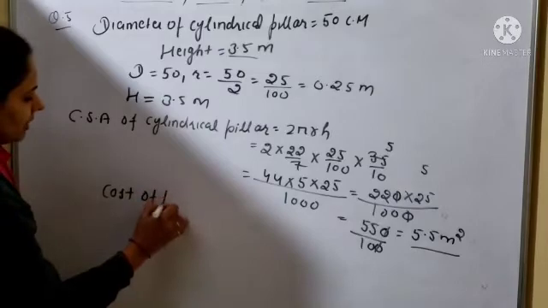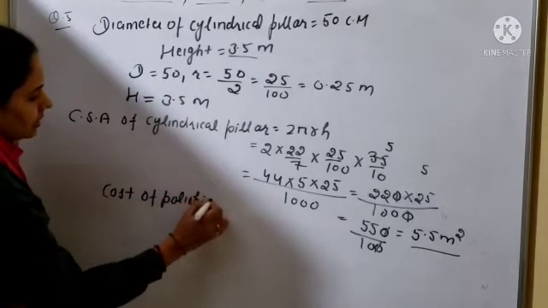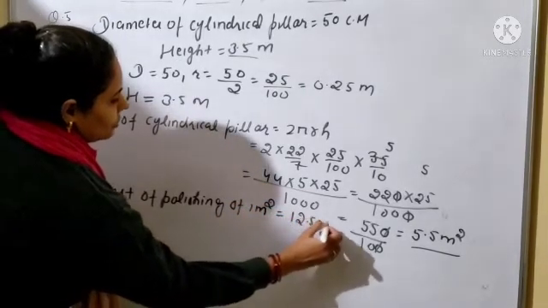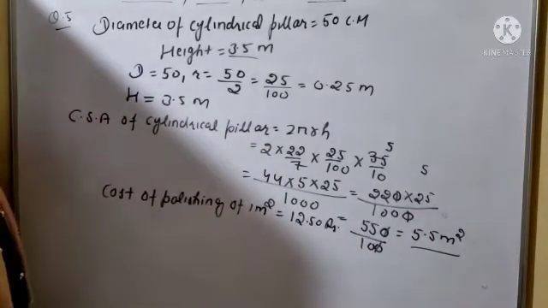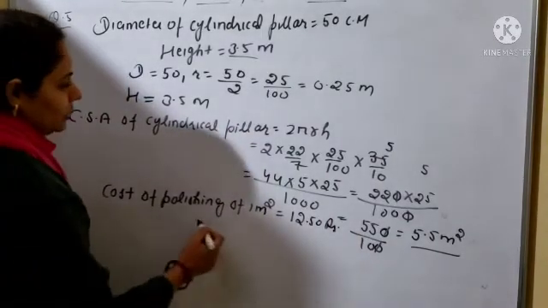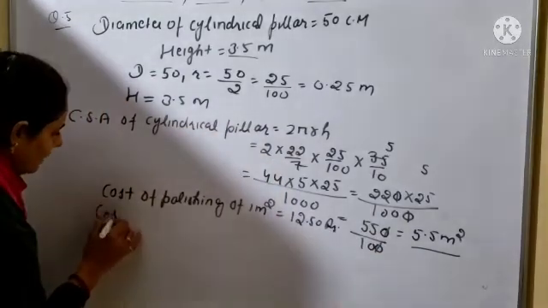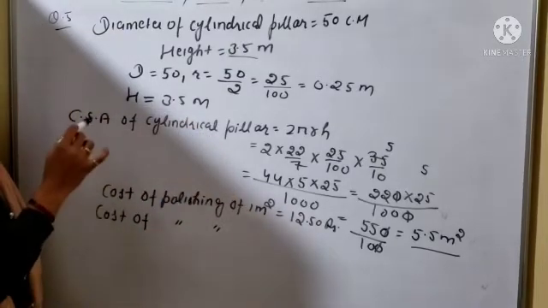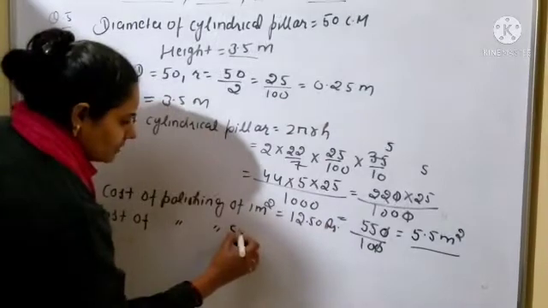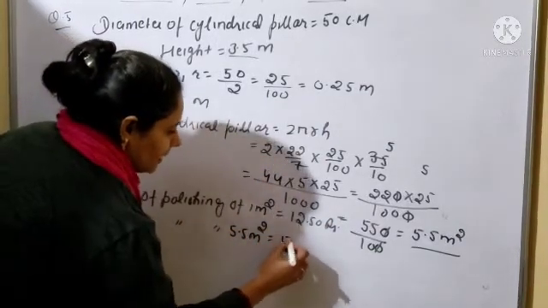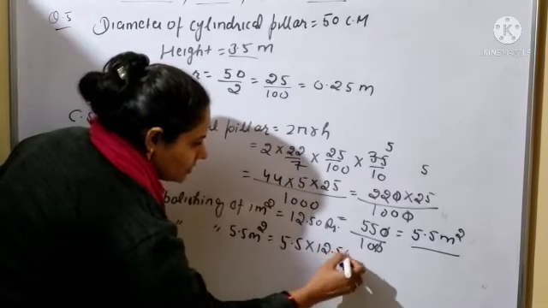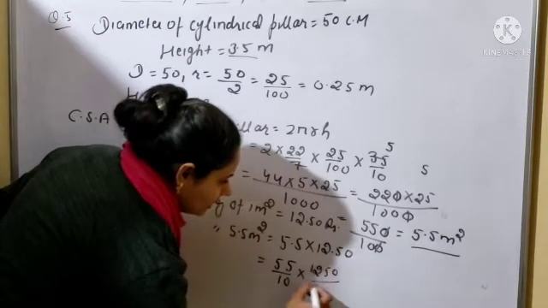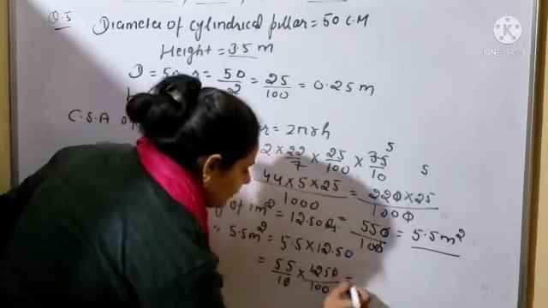Now you have to find out the cost of 1 meter square. Cost of polishing of 1 meter square is equal to 12.50 rupees. Now you have to find out the cost of polishing of the curved surface area, which is 5.5 meter square. So this will be 5.5 multiplied by 12.50. So multiply it, 55 by 10 into 1250 upon 100. Clear? 1 0 cancel. 1250 and 55.